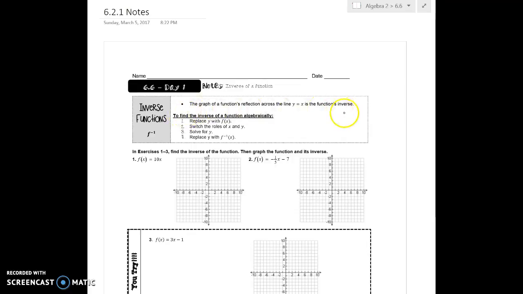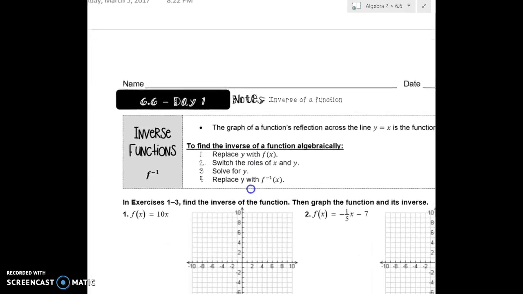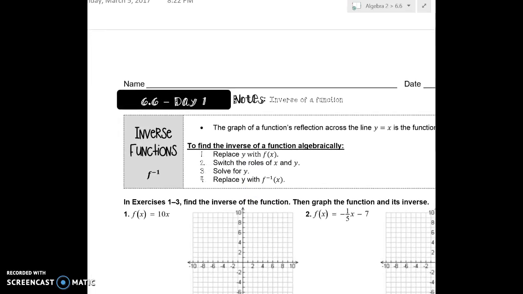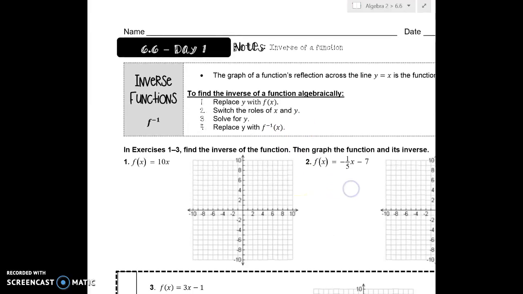In order to find the inverse of a function, you're going to have to replace f of x with y, then switch x and y and solve for y, then replace y with f to the negative 1 of x. So let's go ahead and start in number 1.